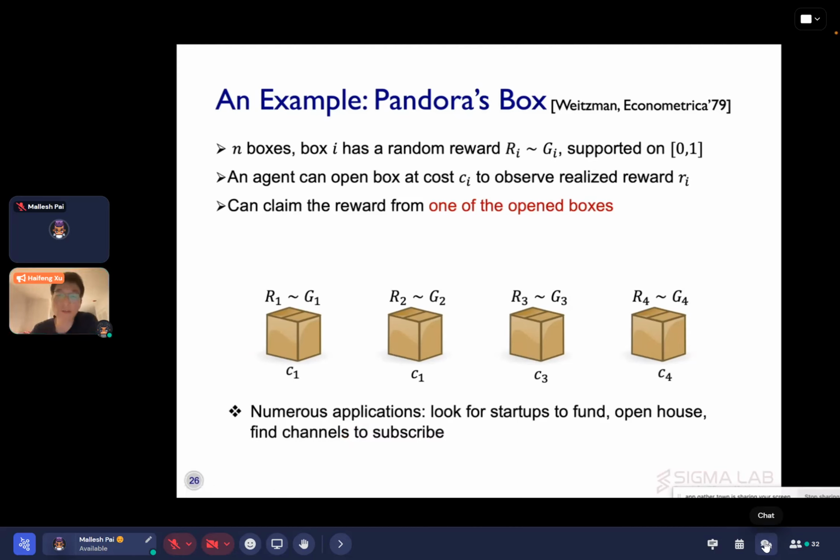For example, let's say you are a venture capitalist looking for a startup to invest in. Then you need to talk with the different startups, and you have an opportunity cost, which is the c_i, to open those boxes. But at the end of the day, you can only invest in one of the startups, because you only have a limited budget. So that's exactly the Pandora box problem.